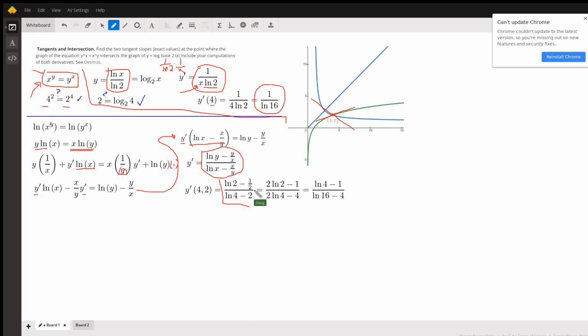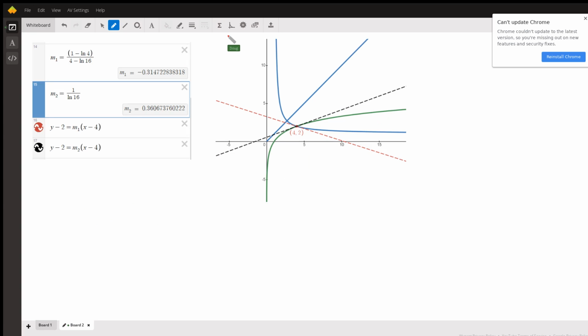If you don't like complex fractions, multiply numerator and denominator of the big fraction by 2. That'll get rid of that 1/2. And then if you want to, you can move these 2's up front. And you get log of 4 minus 1 divided by ln of 16 minus 4. Okay, and if I go to the second board, you can see some decimal approximations for these slopes.